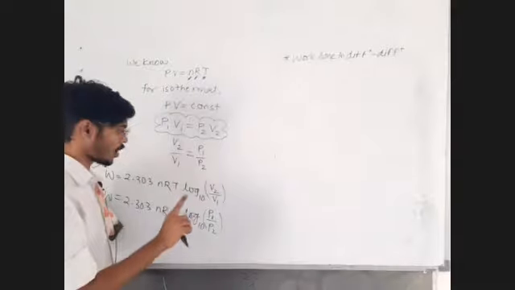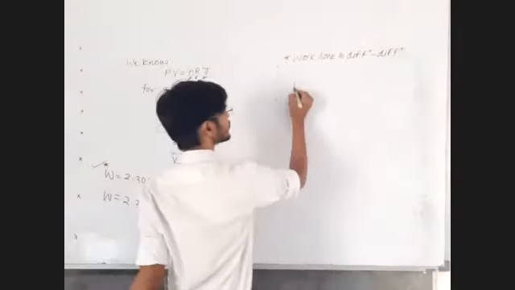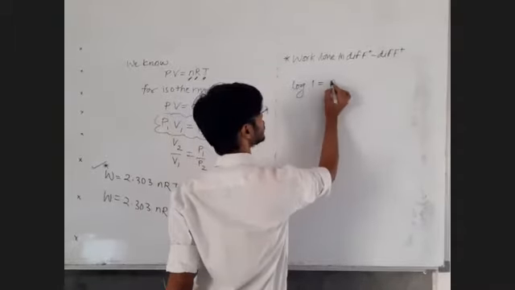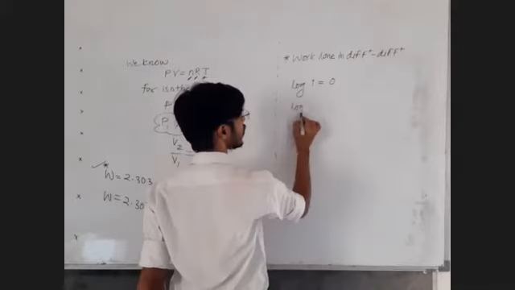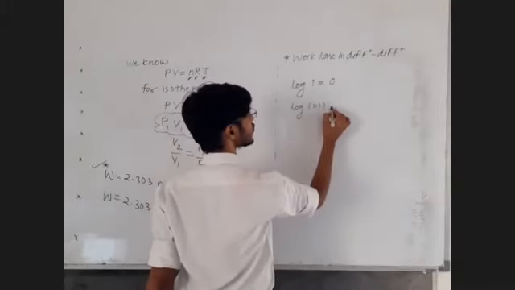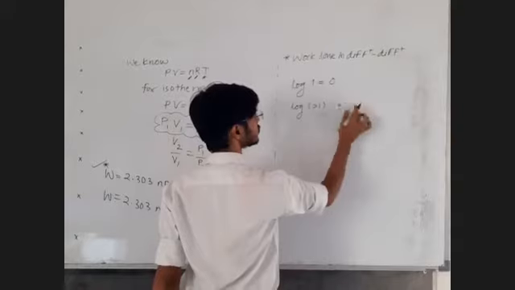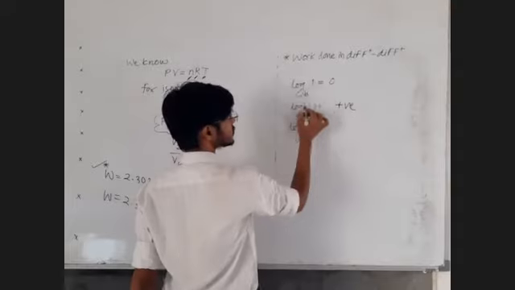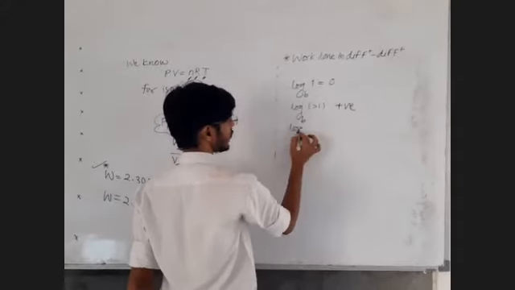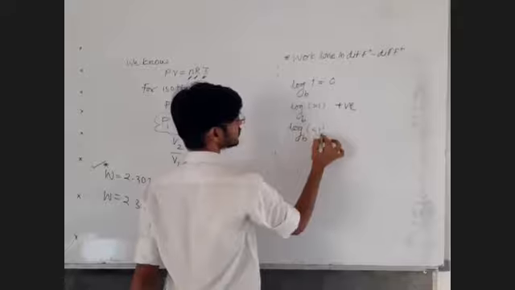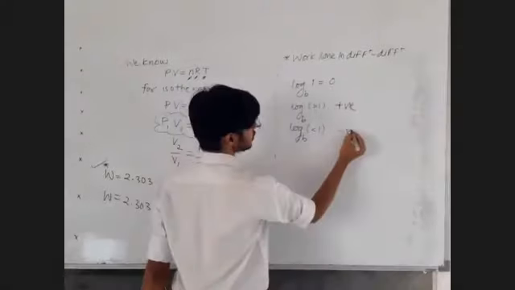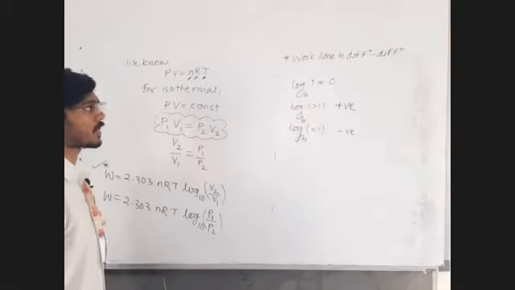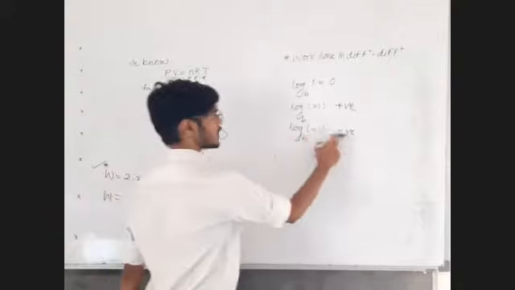Means positive. Sorry, not log 0, it's log 1. Log 1 is what? Log 1 is 0. Log of a value which is more than 1 is positive, in any base. And log of a value which is less than 1 is negative. Okay, log 1 is 0, log of a value more than 1 is positive, log of a value less than 1 is negative.